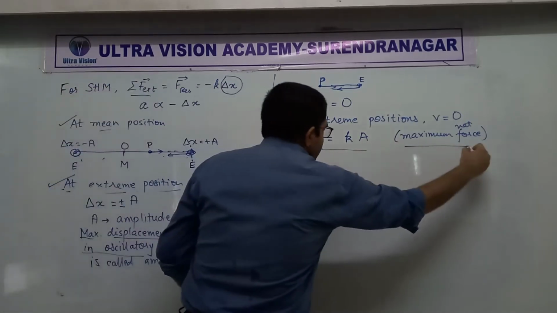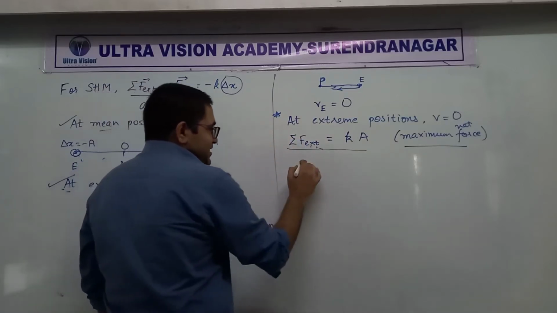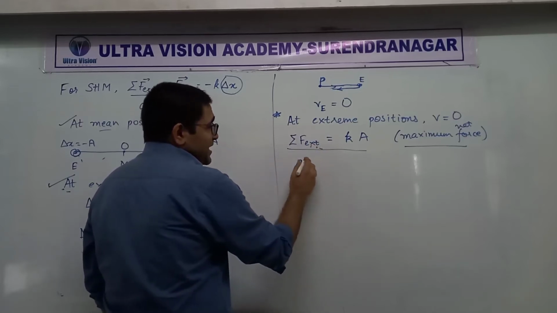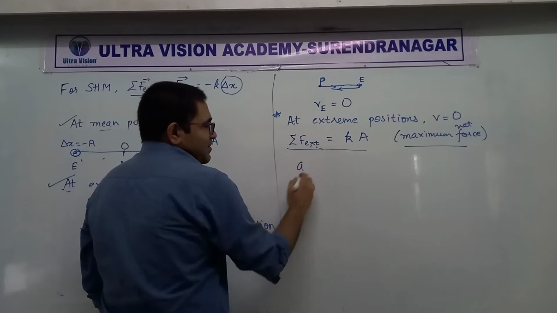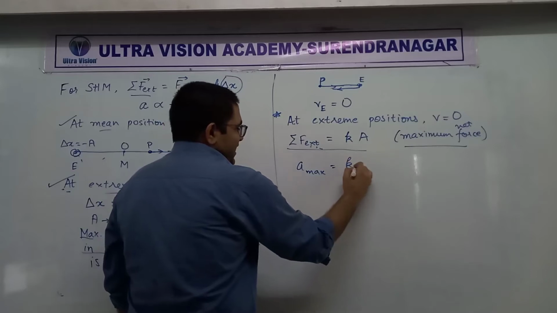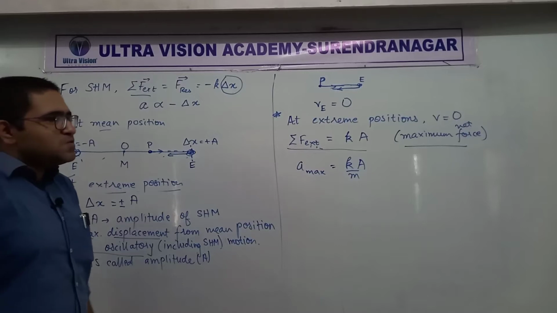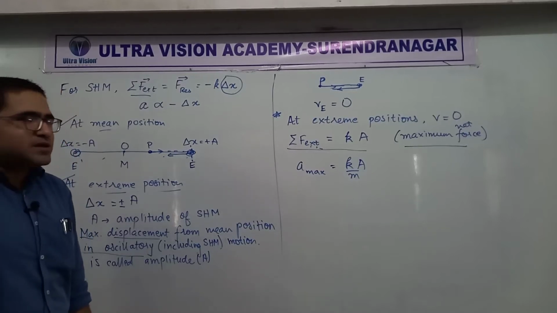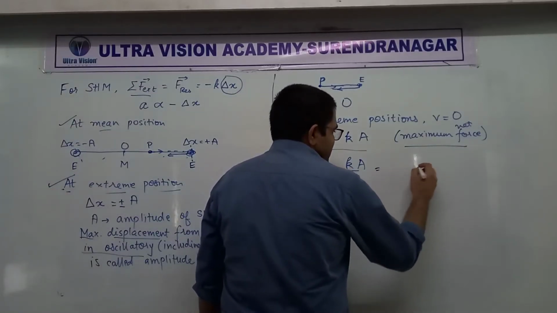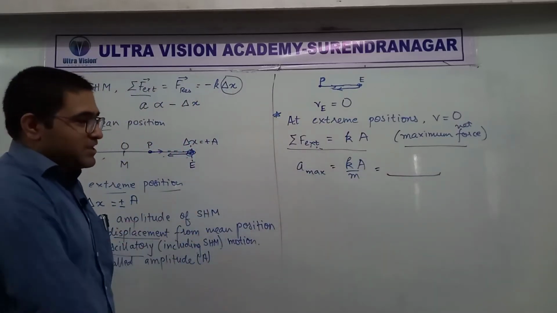Obviously, if force is maximum, do you realize that the acceleration will also be maximum? Right? So we can say that A max, maximum acceleration, is going to be K into A upon M. Is that fine? Clear? Right, now what is K upon M that we have not discussed yet? I just want you to leave a little bit of space here so that we can write one more thing. Okay, we'll talk about that later.